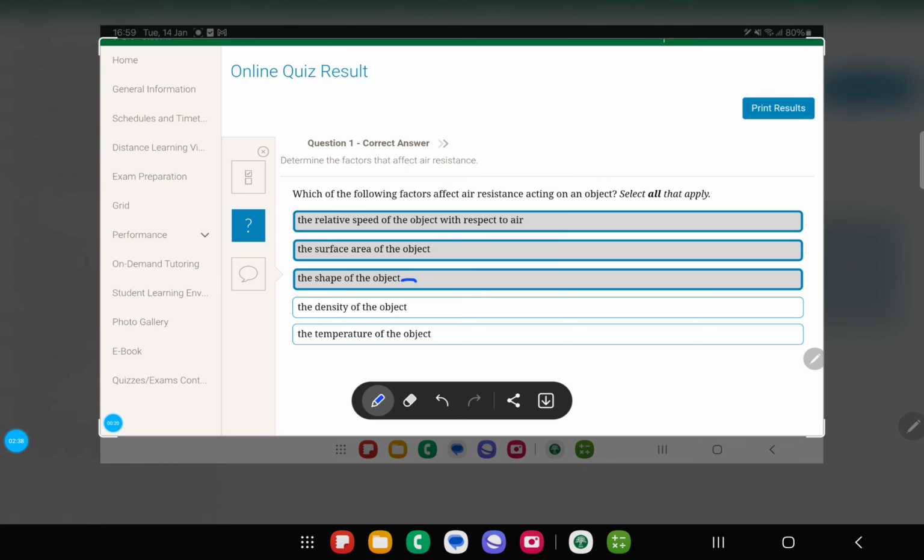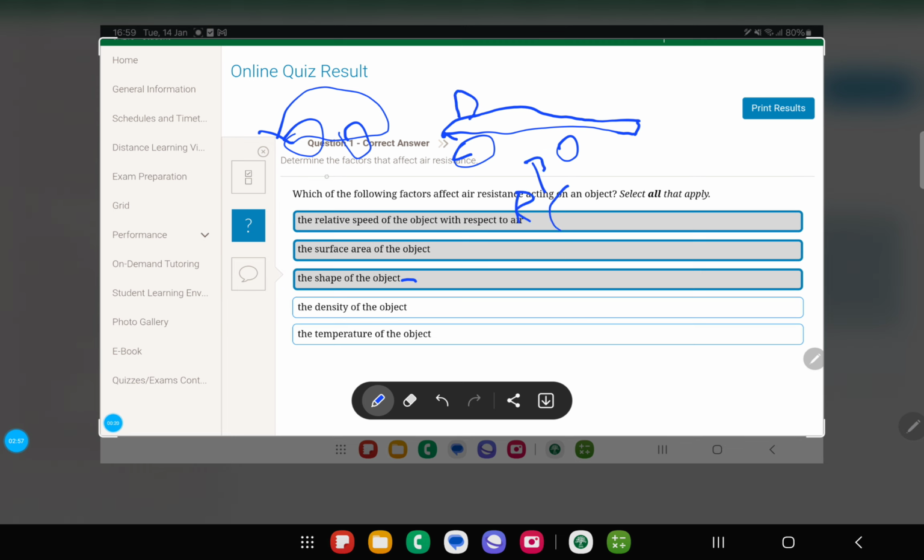The shape of the object. Now let's compare a normal car you see every day, Toyota or whatever, with a racing car. I know I'm very bad at drawing, but bear with me. This is the racing car, and this is, let's say, Toyota. The Toyota is wider, but the racing car is longer and less wide.